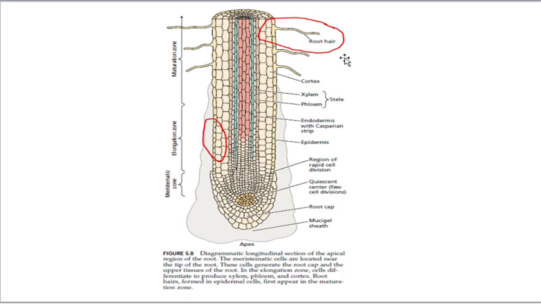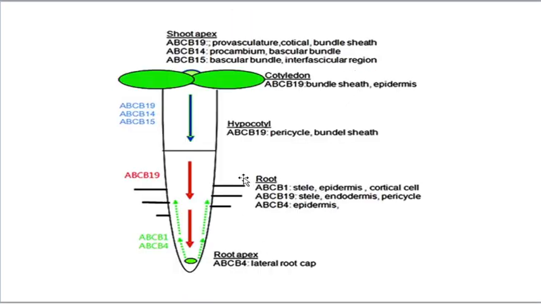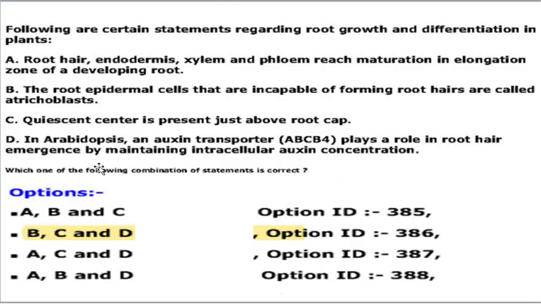Here the root hair is present, and here I have given you a list of ATP binding cassette proteins. If you take ABCB19, it plays an important role in the hypocotyl, and in the pericycle and bundle sheath. ABCB15 is present in the vascular bundle. ABCB19 is present in both the cotyledon and hypocotyl. Likewise, ABCB4 is present in the root epidermis as well as in the root apex. So this is also a correct option.